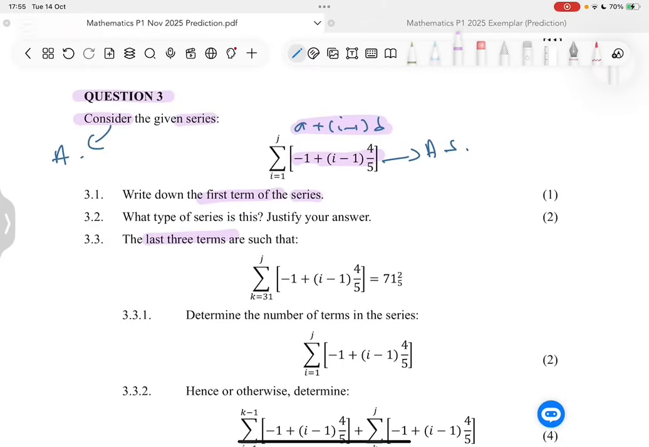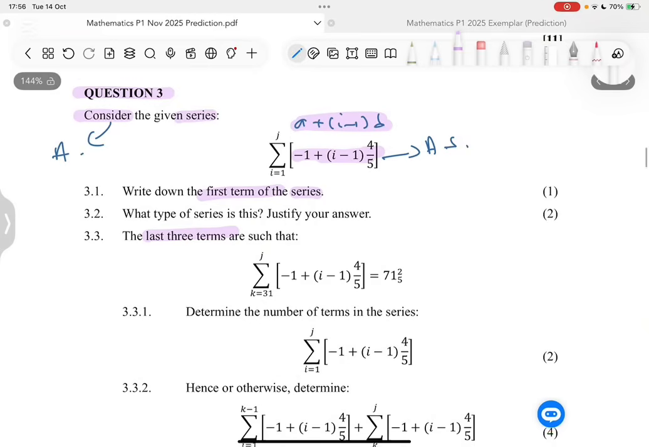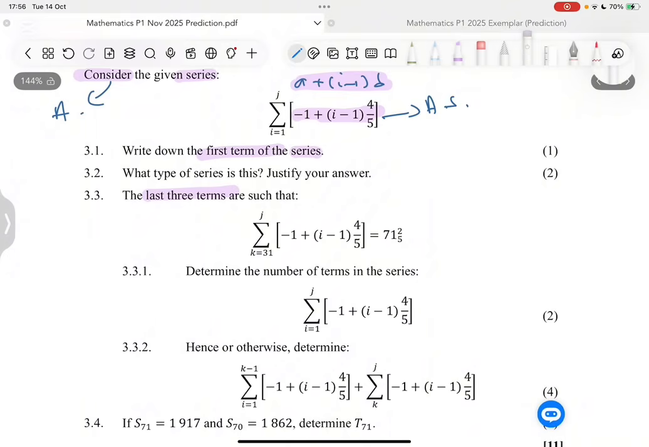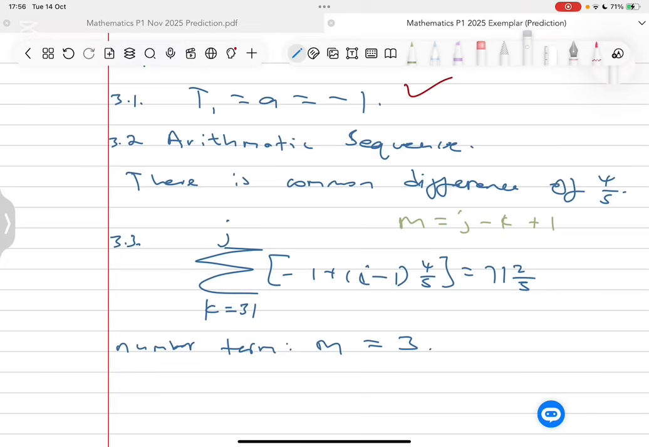They then say on question 3.3.1, determine the number of terms in the series. Now look at this. Here they want us to determine the number of terms when i equals 1 to j, meaning the number of terms for the whole series, right? And we are given the last 3 terms there. Now there are a lot of ways in which one can do this. This is a really open-ended question. There are many ways in which one can really do this.